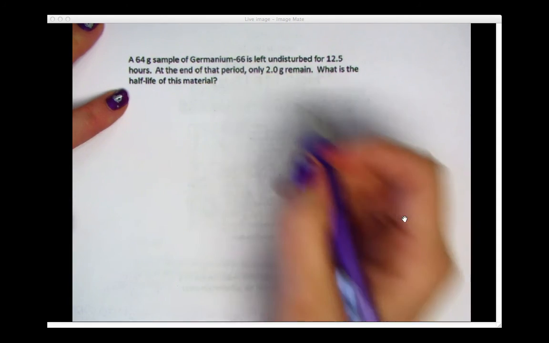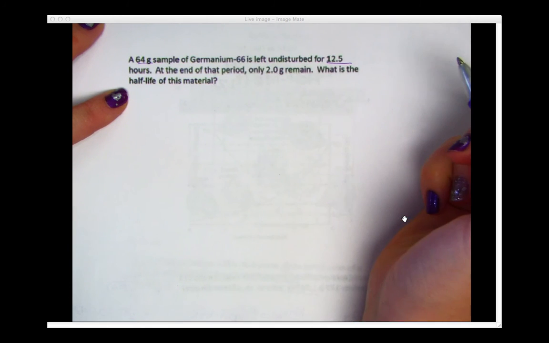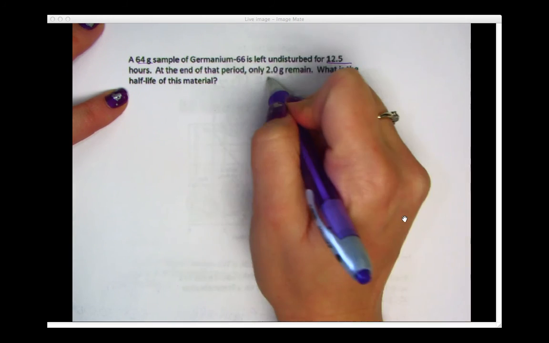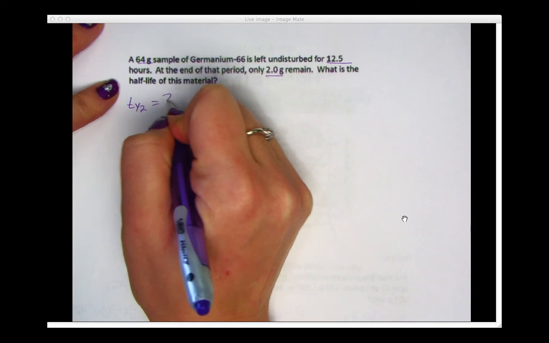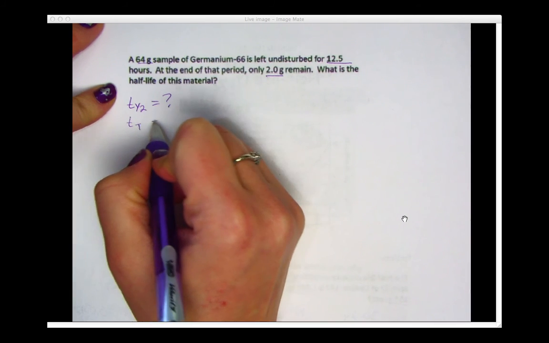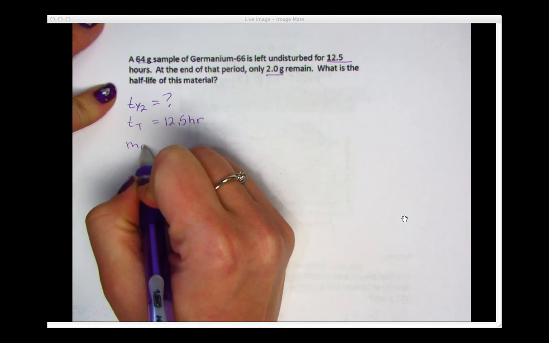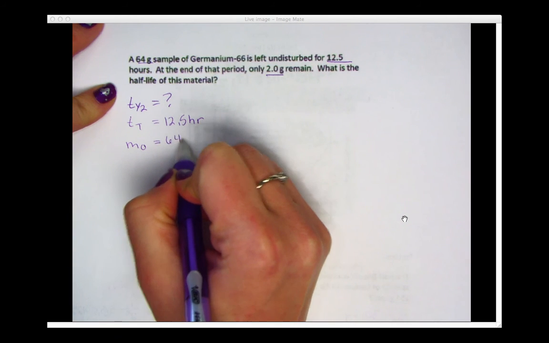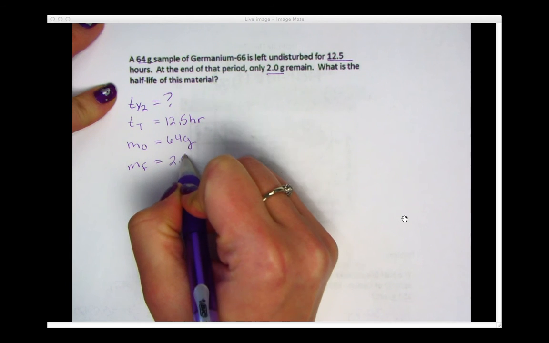So this one says a 64 gram sample of germanium-66 is left undisturbed for 12.5 hours. At the end of that period, only 2 grams remains. What is the half-life of this material? So this time around, we're solving for what the half-life is. It gave us our total time, which is 12.5 hours. It gave us our original amount, which was 64 grams, and it gave us our final amount, which was 2 grams.